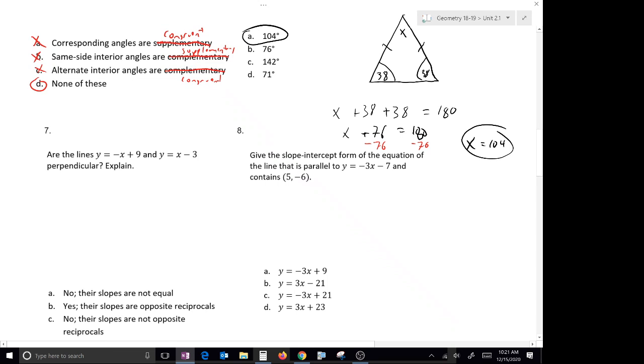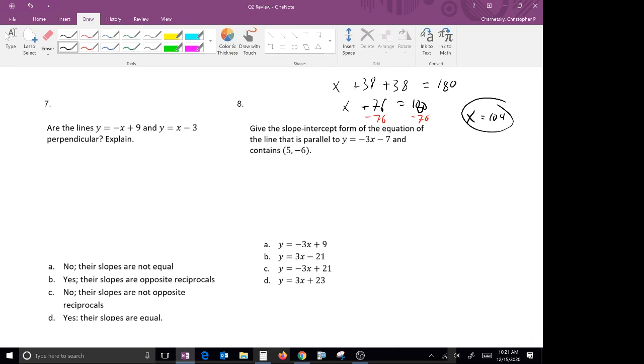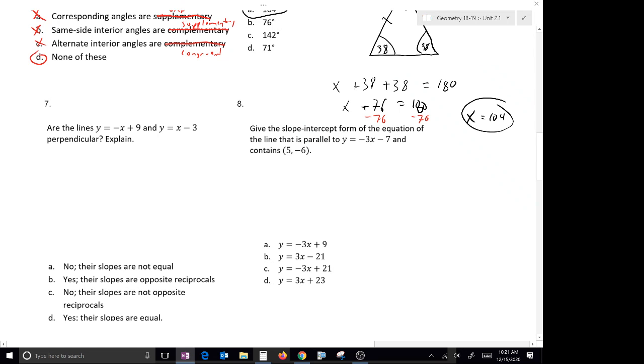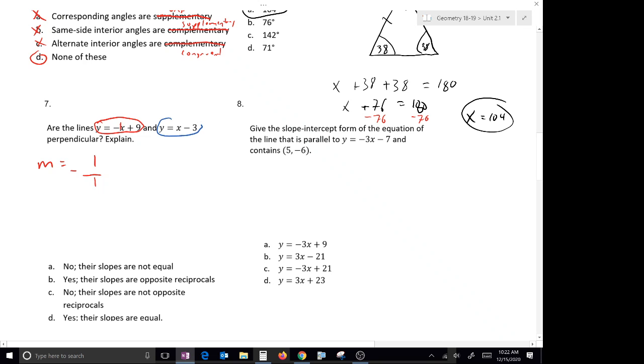Okay. Number 7. Are the lines y equals negative x plus 9 and y equals x minus 3 perpendicular? Well, let's take a look at these. For this first one, in red here, the slope of that line, remember there's a little 1 in front of that x, is negative 1. I'm going to write it as negative 1 over 1. And over here, this other line has a slope of positive 1, or positive 1 over 1.